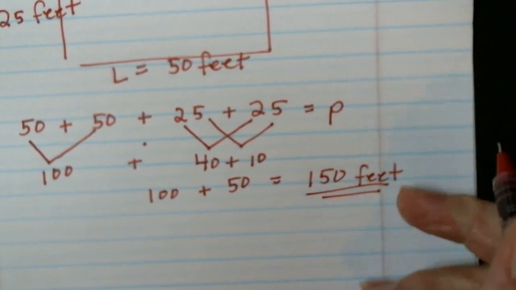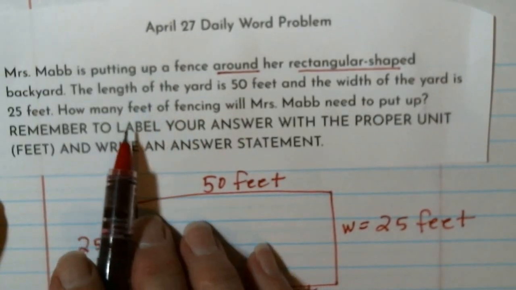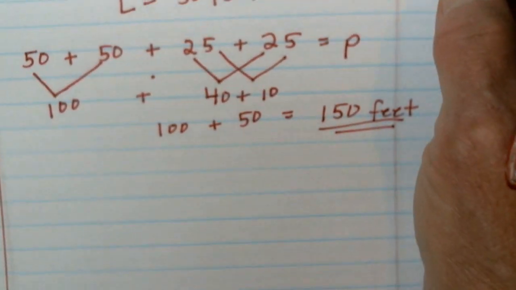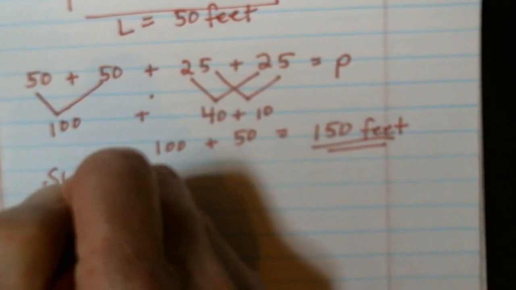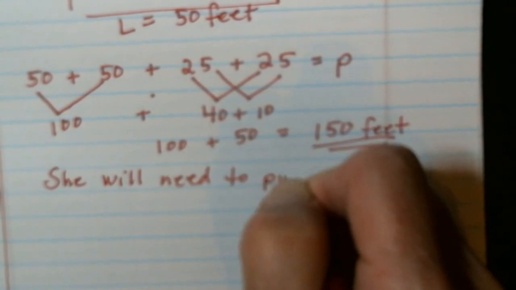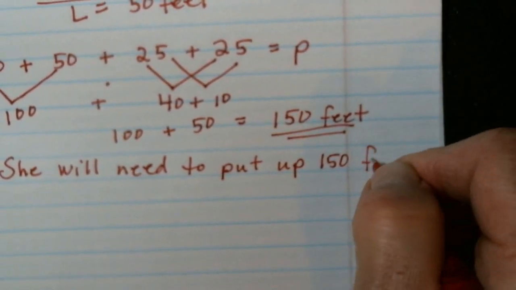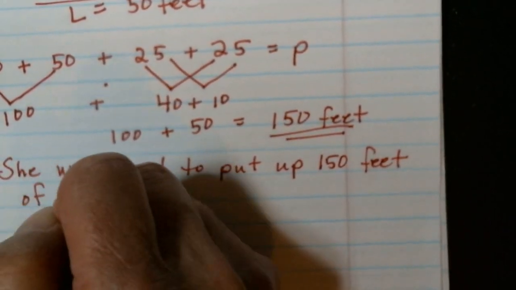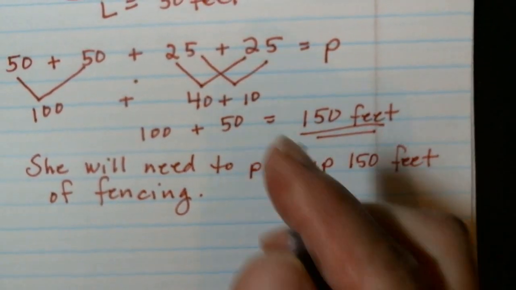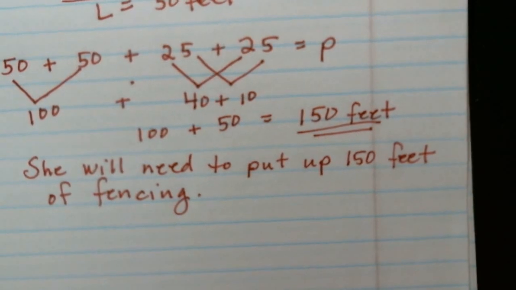It's 150 feet. In my answer statement, I go back up to the question to see what my answer statement should be. How many feet of fencing will Mrs. Mab need to put up? She will need to put up 150 feet of fencing. That is a statement. It's a whole sentence, okay? That's what it means by an answer statement. Okay, so check yours over and make sure you have the same answer.